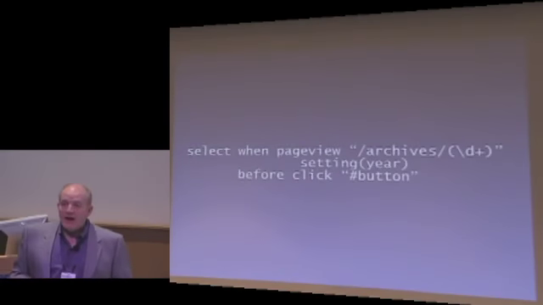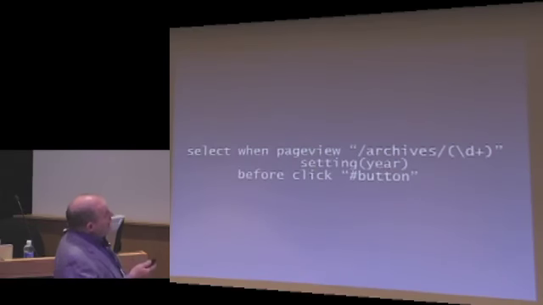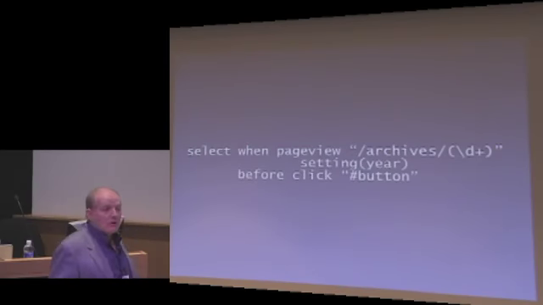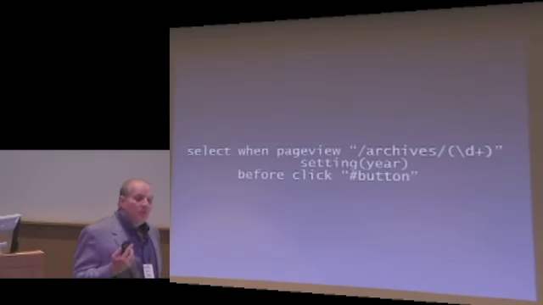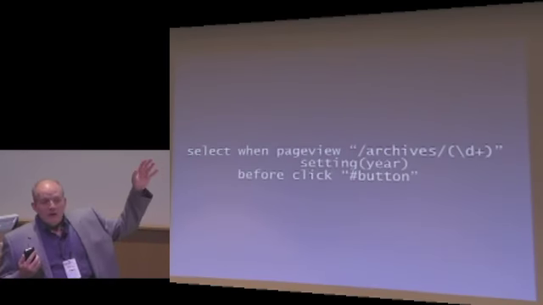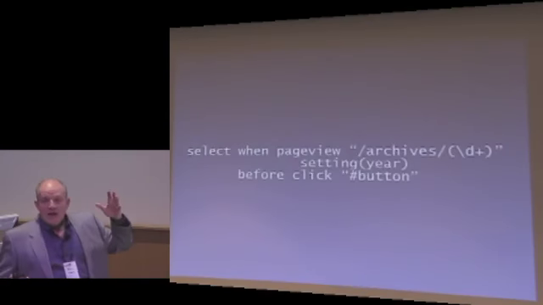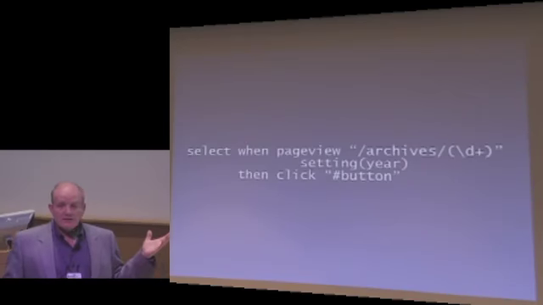So this is a valid select expression in KRL. Select when the page view matches that and before the user clicks the button named button. So now we have two things happening in sequence. Before essentially means the first thing happens before the second thing. It doesn't mean that there aren't things that happen in between. If we want them to happen immediately after, then there is then.